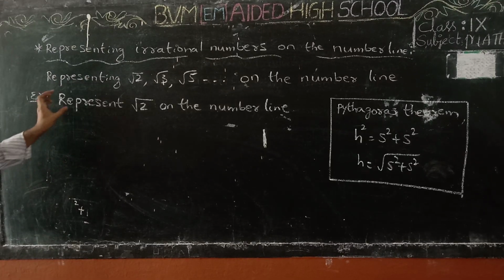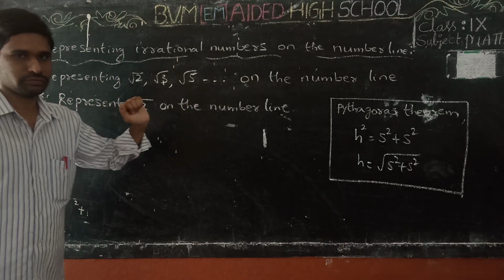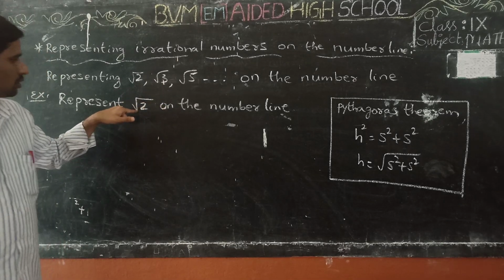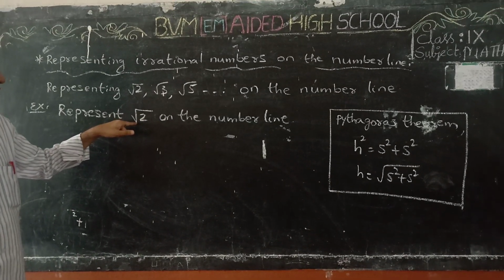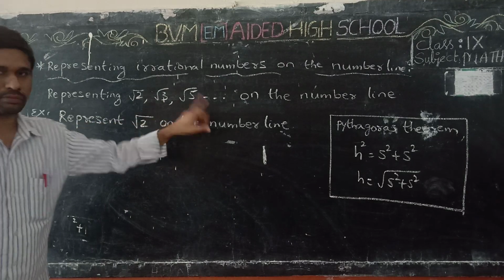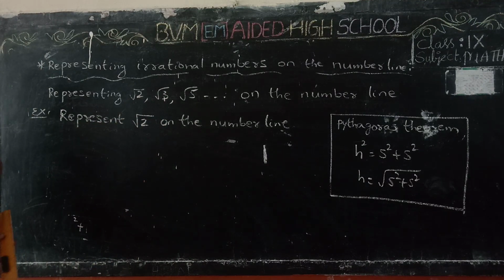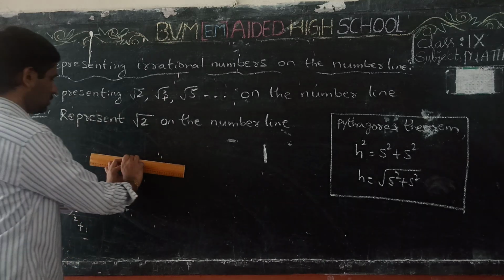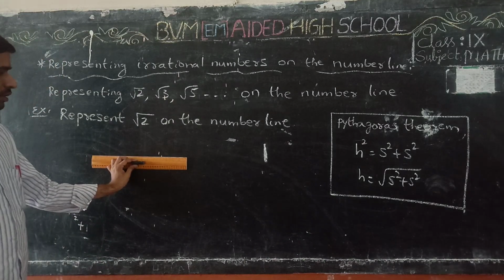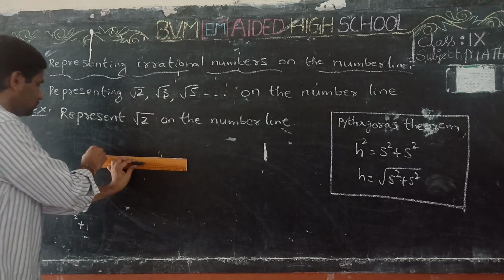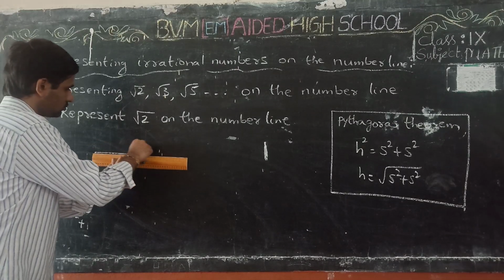So first example, represent root 2 on the number line. Root 2, the first irrational number, square root of a non-perfect square number. To represent root 2 on the number line, first we need to draw a number line, an integer number line with unit space.